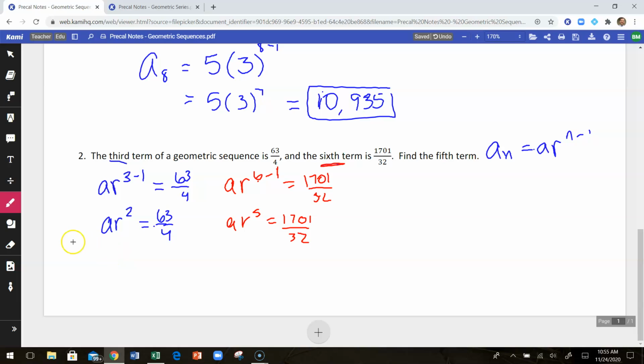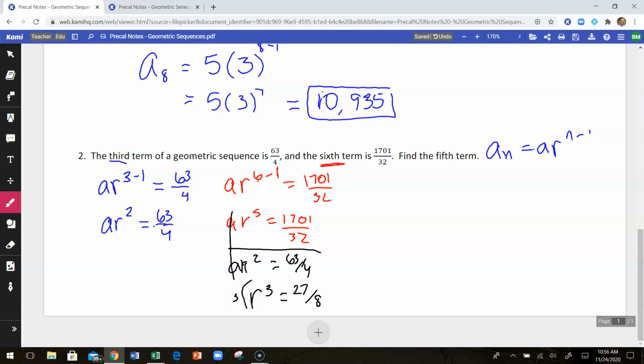I simply need to divide these two equations. I'm going to take the one with the higher exponent and divide by the other one. So I'm going to take this equation and divide by A R squared equals 63 over 4. I'm just going to divide everything straight down. So my A's would cancel out. R to the fifth over R squared gives me R to the third. And if you're dividing fractions here, just divide the numerators and divide the denominators. So 1701 divided by 63 is 27, and 32 divided by 4 is 8. So that gives me that R cubed is 27 over 8.